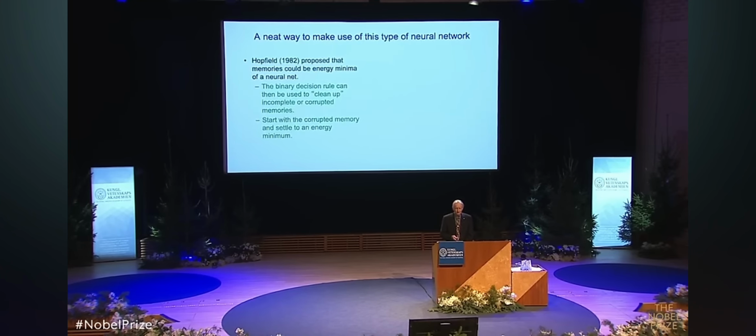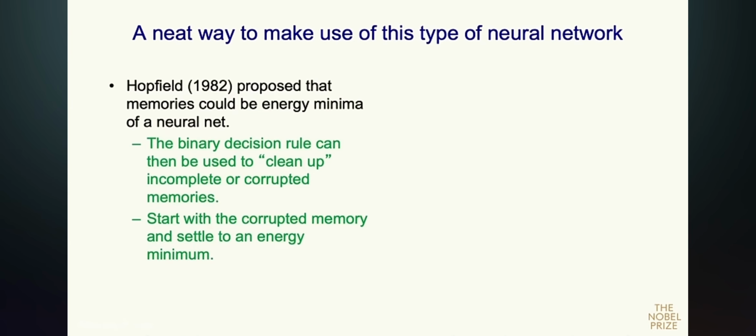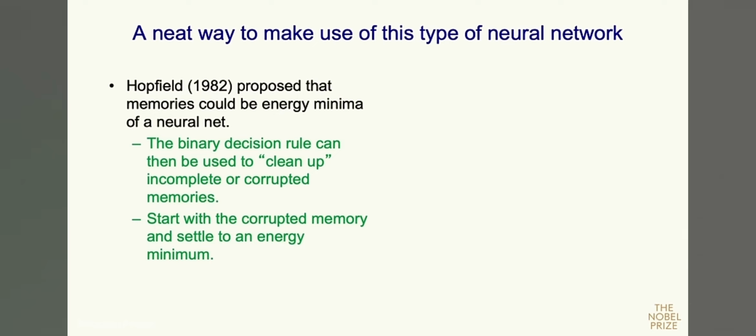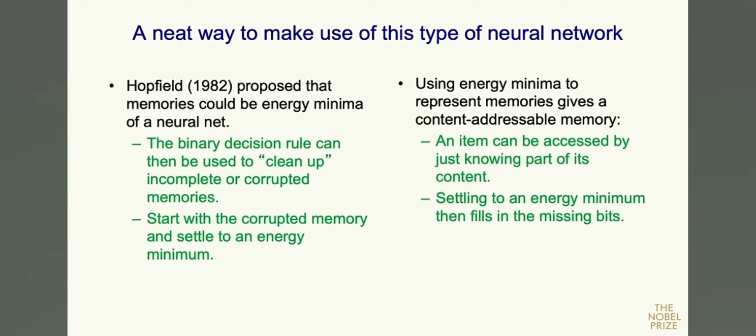Now, Hopfield proposed that a good way to use such networks is to make the energy minima correspond to memories. And then using that binary decision rule about whether you should turn a neuron on or off, that can clean up incomplete memories. So you start with a partial memory, and then you just keep applying this decision rule, and it will clean it up. So settling to energy minima, when they represent memories, is a way of having a content addressable memory. You can access an item in the memory by just turning on some of the item, and then using this rule, and it'll fill it out.